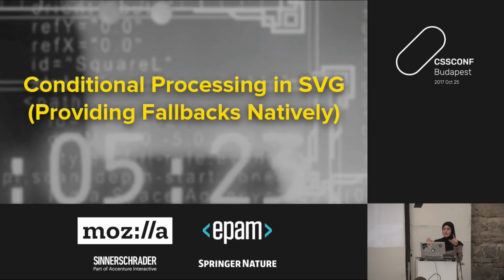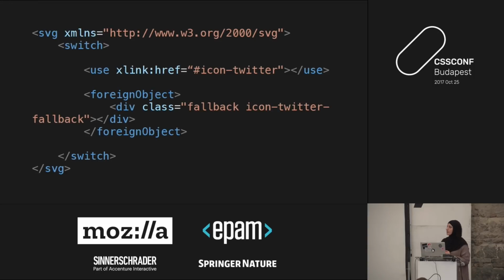Now, the 3 attributes on the switch element serve as sort of an if statement or conditions. If the conditions are met, then the switch statement is true, and the first element inside of the switch statement is going to be rendered. So this is an example here.